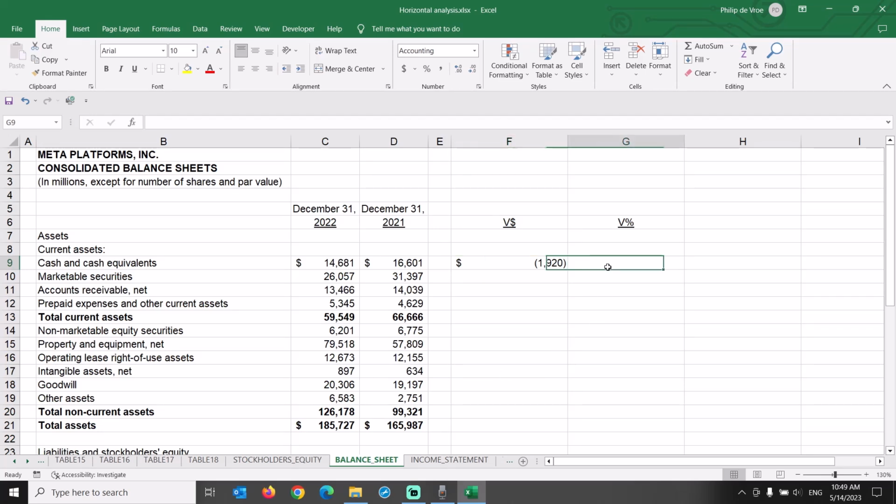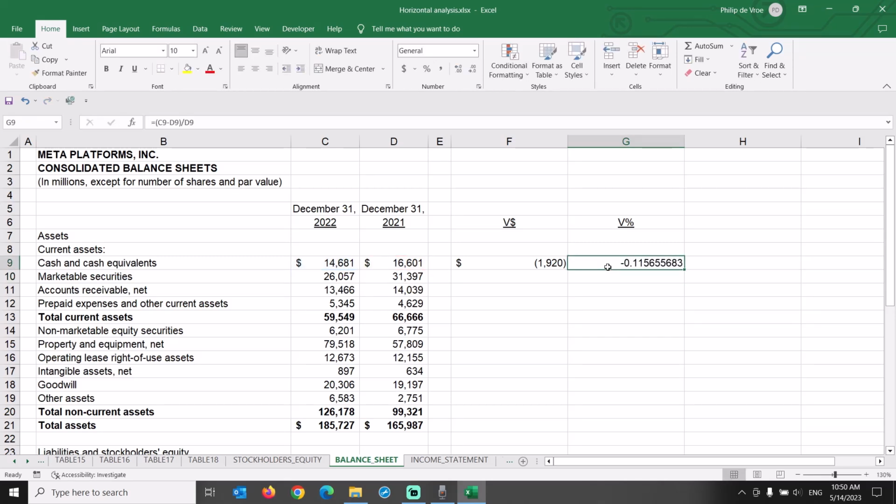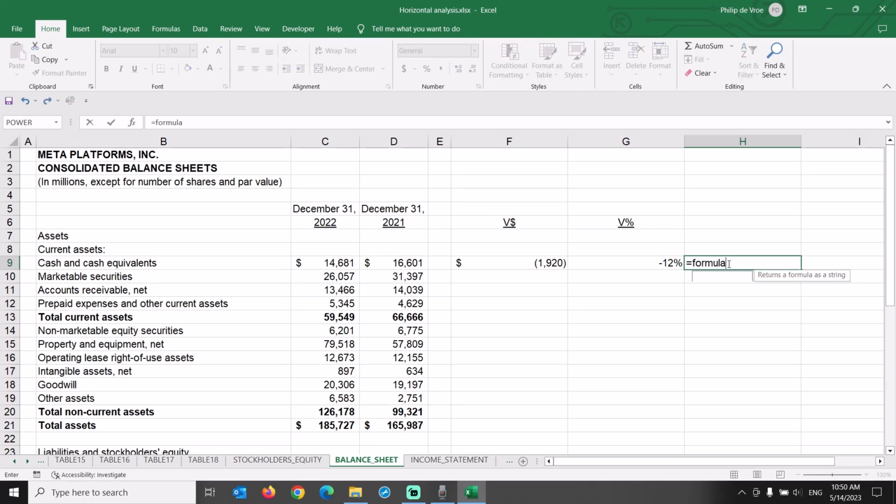For the percentage change, there are two ways to build the formula. You can use the current year number minus the prior year number and divide the outcome of that by the prior year base. Cell G9 equals, open parentheses, C9 minus D9, close parentheses, divided by D9. Let's format this as a percentage with no decimal points. And let me display the formula for you using formula text.